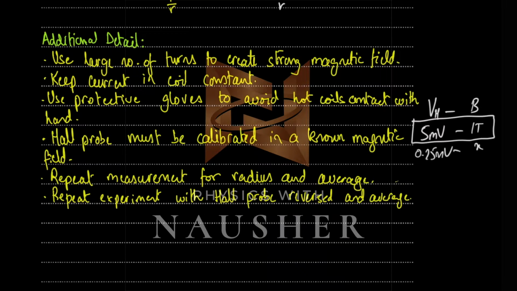Now, repeat the measurement for radius and average. Like I said, whichever quantity has variation, average it. And how do you repeat the experiment? Repeat the experiment with the Hall probe reversed and average. Remember, when you reverse the Hall probe, you should technically get the same reading. But if there's slight variation, you can still average and get the average Hall voltage and then use that to find the magnetic field strength. I hope this is clear and best of luck.